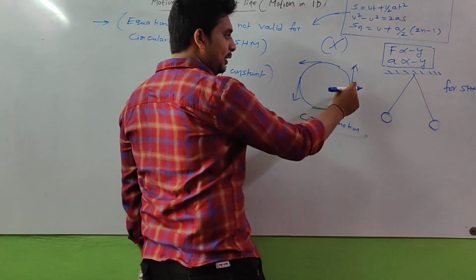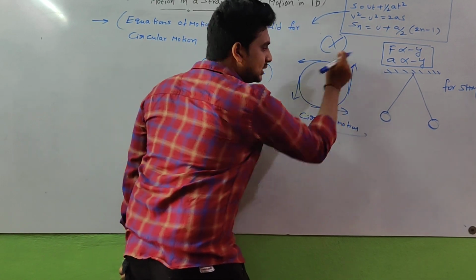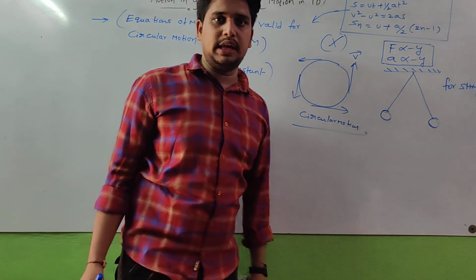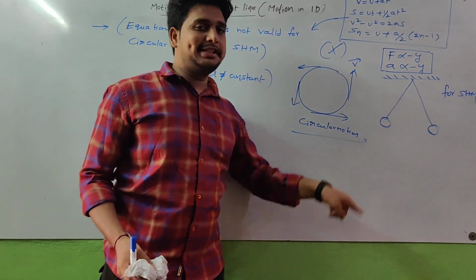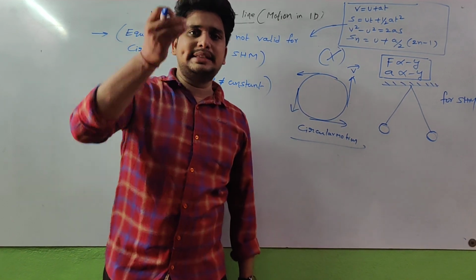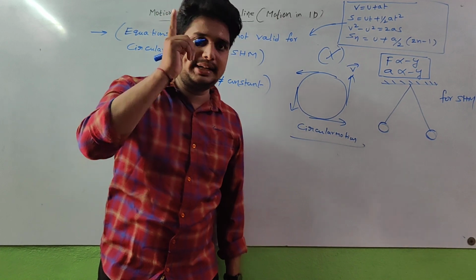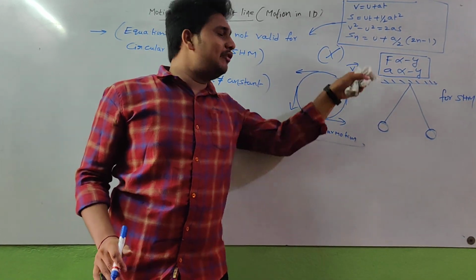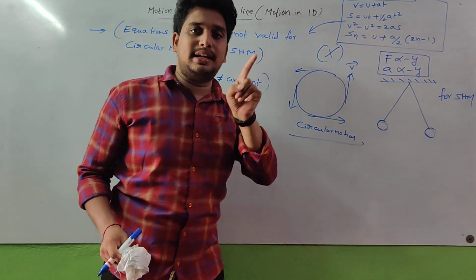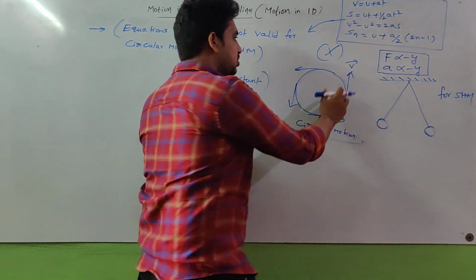This is when we draw a tangent to the circle. This indicates the direction of velocity. Tangent means what? The touching line we draw to the circle is called a tangent. The tangent drawn to the circle indicates the direction of velocity. So this is the direction of velocity.